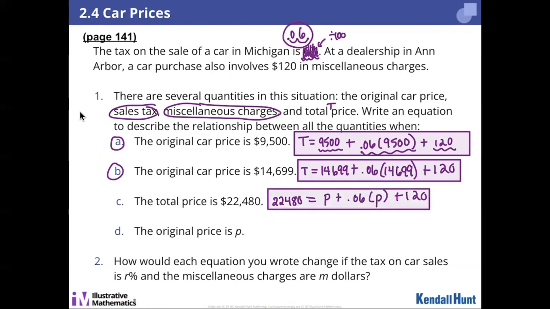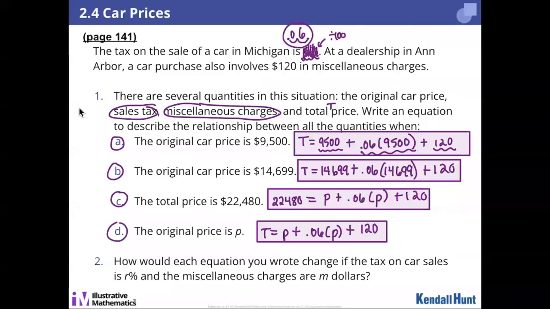So what I want you guys to do right now is please pause your video, and try example D on your own right now. Pause your video and give it a shot. All right, answer is up.